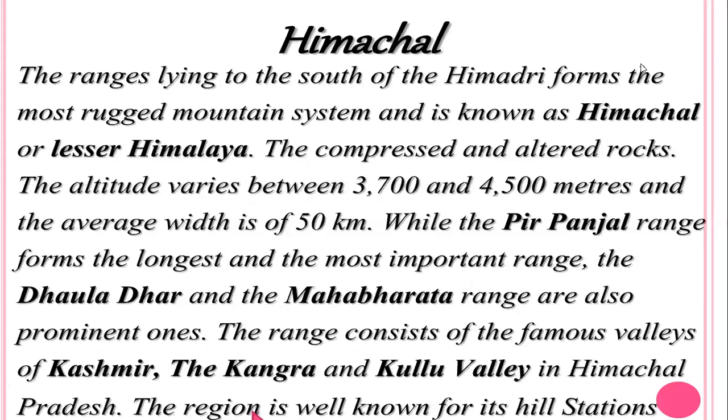All right. Himachal. The ranges lying to the south of Himadri forms the most rugged mountain system, and it is known as Himachal or Lesser Himalayas or even the Middle Himalayas. The compressed and altered rocks. The altitude varies between 3,700 and 4,500 meters, and the average width is 50 kilometers.